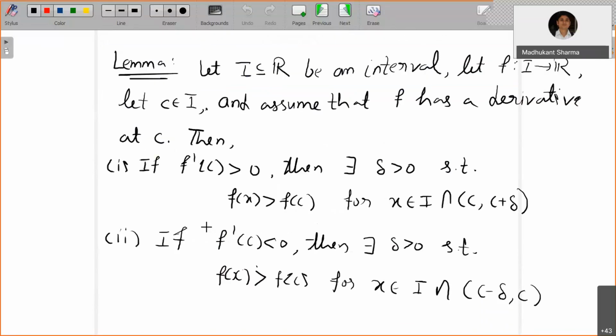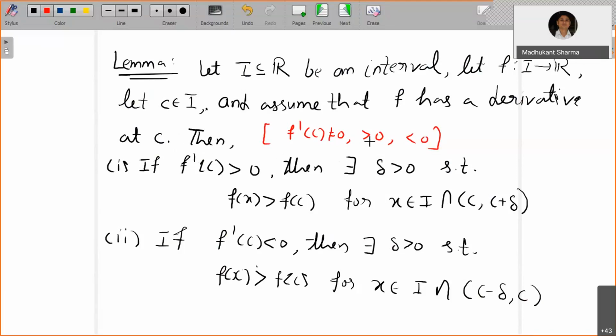So now another important point here is, suppose the derivative exists. Let I be an interval and let f be a function from I to R, and assume that f has a derivative at c. Then there are three possibilities: f dash of c exists, so it is either equal to 0, greater than 0, or less than 0.